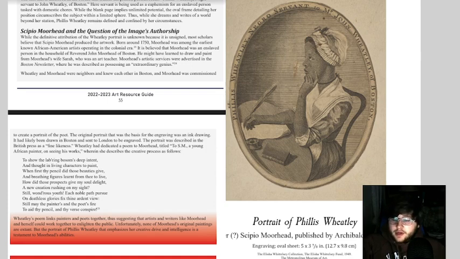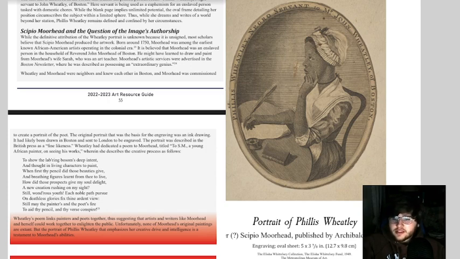To show the laboring bosom's deep intent, and thought in living characters to paint, when first thy pencil did those beauties give, and breathing figures learnt from thee to live. And how did those prospects give my soul delight, a new creation rushing on my sight? Still wondrous youth, each noble path pursue, on deathless glories fix thine ardent view. Still may the painter and poet's fire to aid thy pencil, and thy verse conspire.